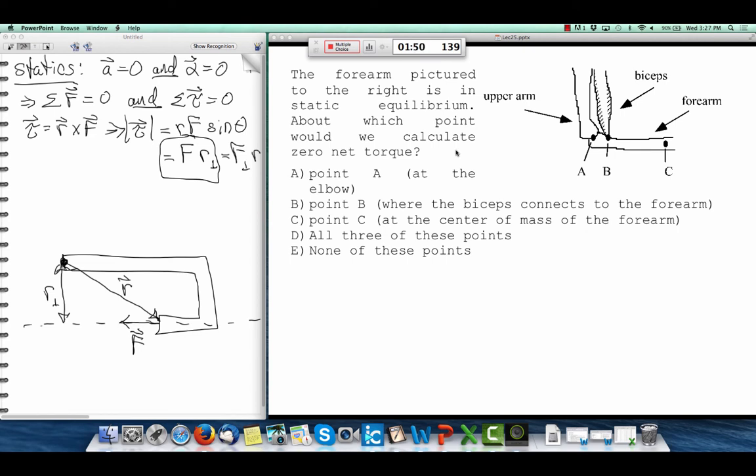So, last chance, get in some sort of an answer. About which point would we find the net torque is zero? Looking for the best answer, by the way.